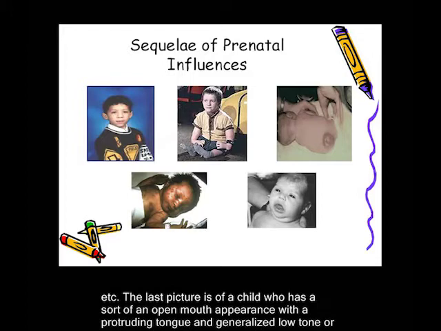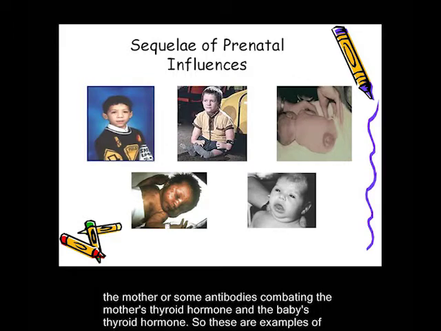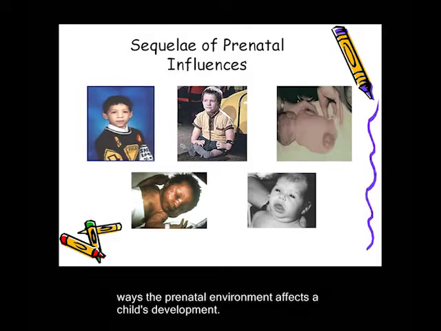And the last picture is of a child who has sort of an open mouth appearance with a protruding tongue and a generalized low tone or hypotonia, and this is in congenital hypothyroidism, where there's either a deficiency of iodine or thyroid hormone in the mother, or some antibody is combating the mother's thyroid hormone and the baby's thyroid hormone. So these are examples of where the prenatal environment affects a child's development.